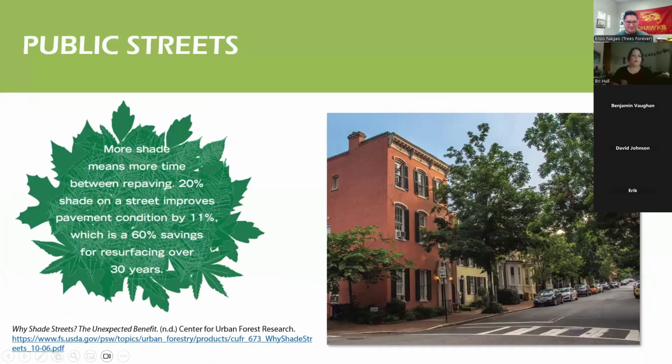According to the Center for Urban Forest Research, more shade means more time between repaving, which is interesting. 20% shade on a street improves pavement condition by 11%, which is a 60% savings for resurfacing over 30 years. Working with municipalities, this is a huge cost that they look at, especially small towns, and Iowa is full of those small towns. If we can reduce the cost of repaving those streets by just adding trees, which have all these other benefits, we can reduce that cost.